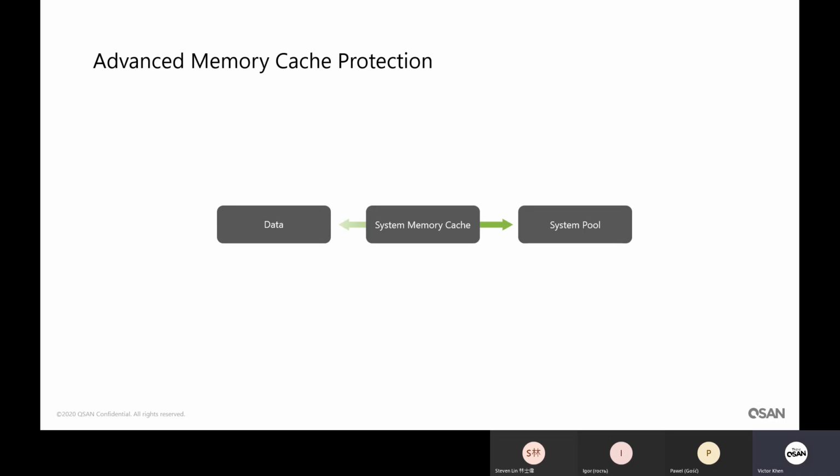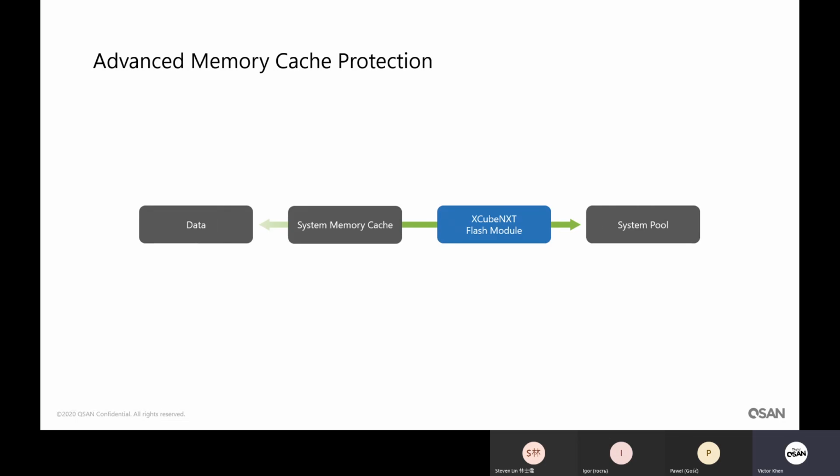We provide advanced memory cache protection. Initially, in most systems, data runs through the system memory cache and then hits the system pool. Now we provide an option: a built-in flash module inside the XCubeNXT. It doesn't need any batteries or supercapacitors. We can run all the cache through this additional flash module, so if there is a power loss, we can make sure that no cache is lost and we will not have any data corruption.